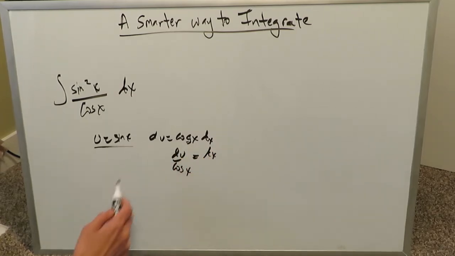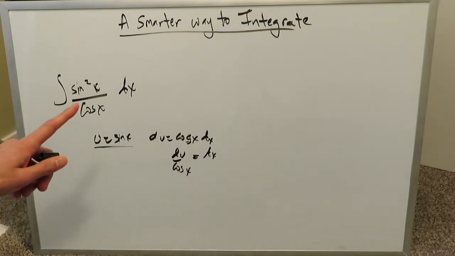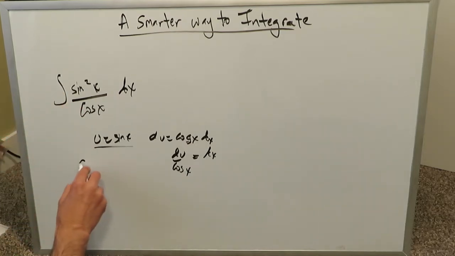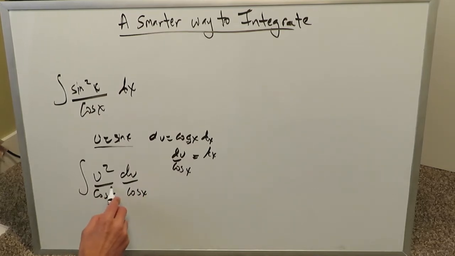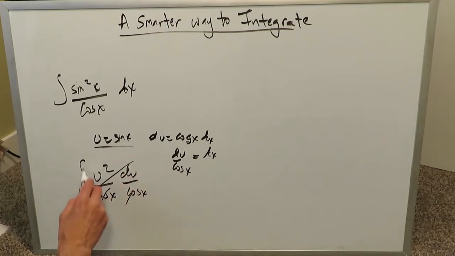The reason we did u is equal to sine x is that it represents a composite function here. You would get u squared and then du over cosine x, and you have this original cosine x, but you can see these things don't cancel out. So this technique stops before it even lifts off.